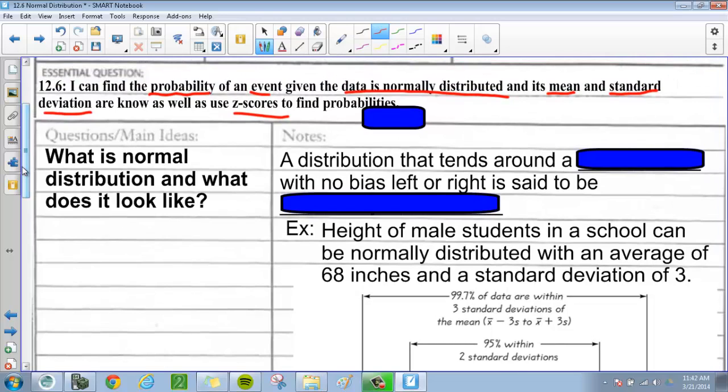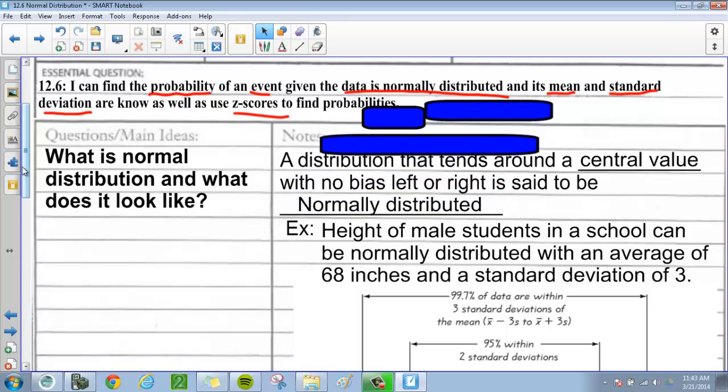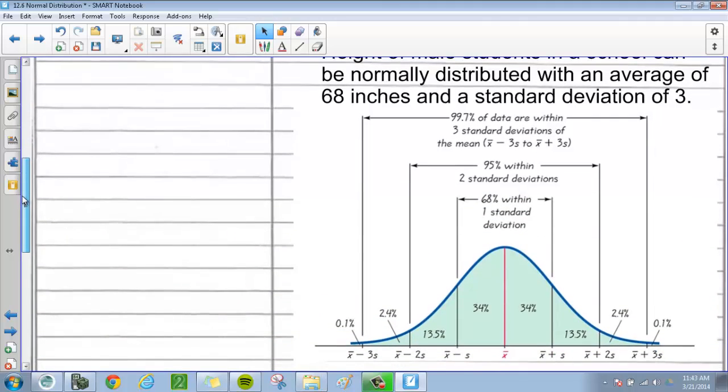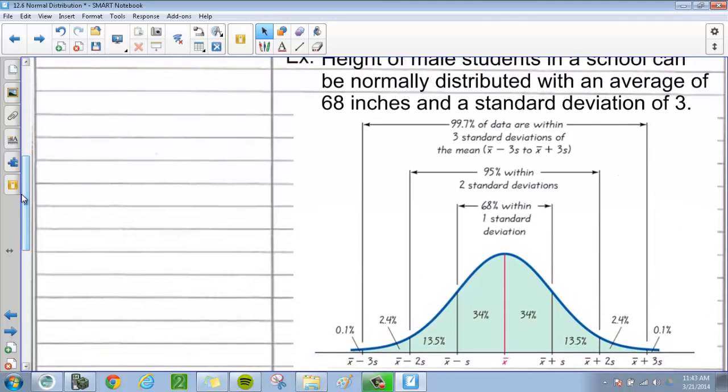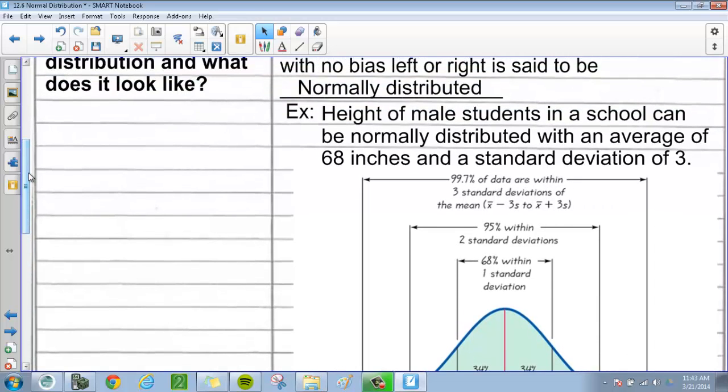Well, a distribution that tends around a central value, like if the average was this, but the distribution tends around it, kind of goes towards it, with no biases to the left or the right, is said to be normally distributed. And here is a picture of what a normal distribution might look like down here. It's a bell curve, and there's a lot of things going on here. I'll explain them later, but I'll give you an example of something that might be normally distributed.